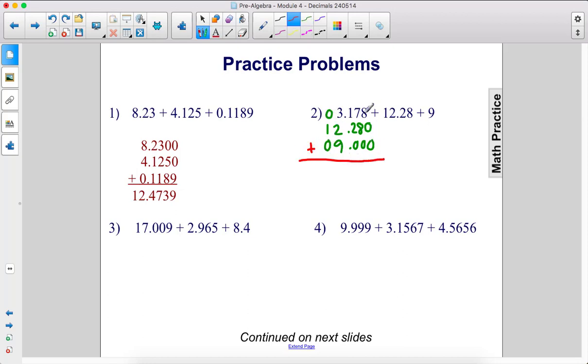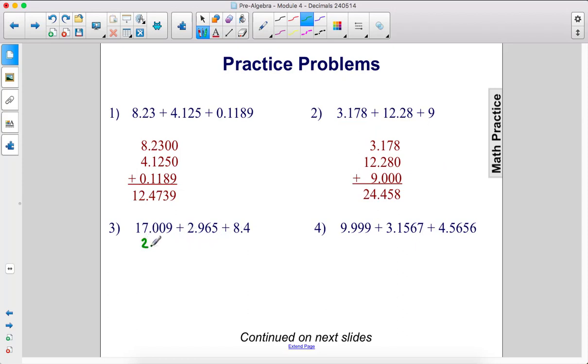So here, in this column, we have an 8. Here we have 7 plus 8, which is 15. So I'll put the 5, carry the 1, 2, 3, 4. Then we drop down the decimal. 3 plus 2 plus 9, so we have 5 plus 9 is 14, carry the 1, and 2. The answer is 24.458.